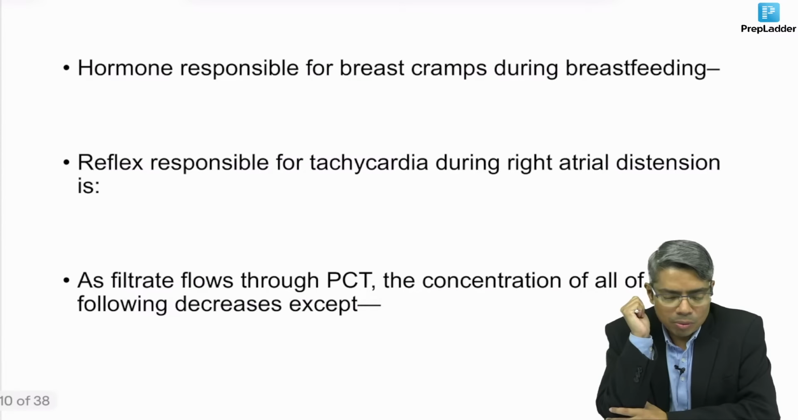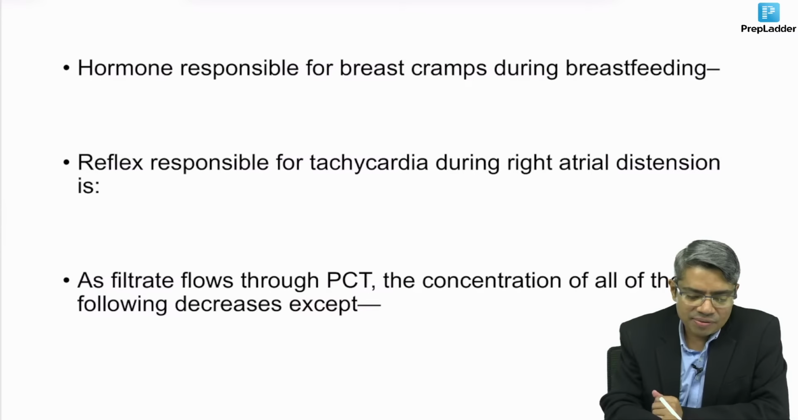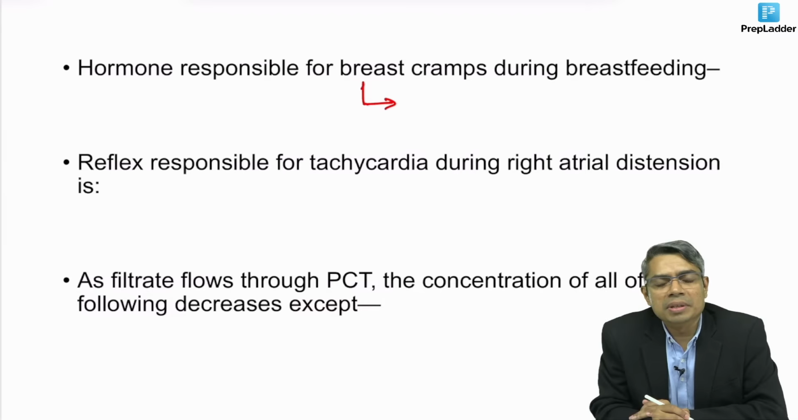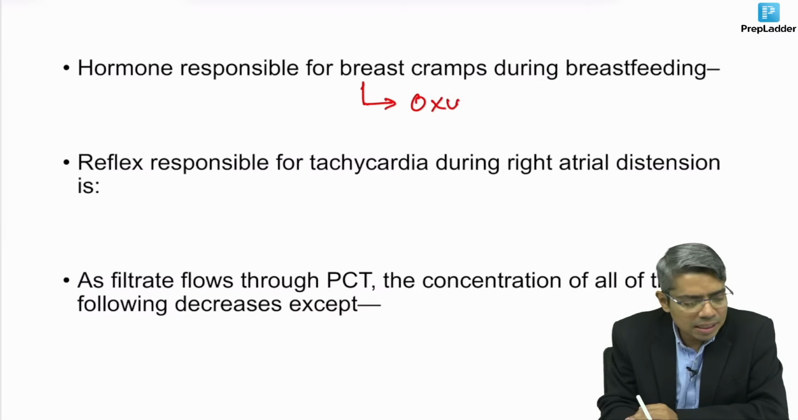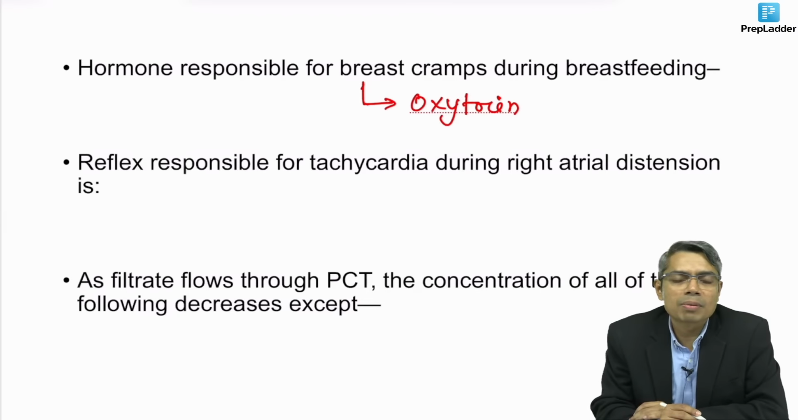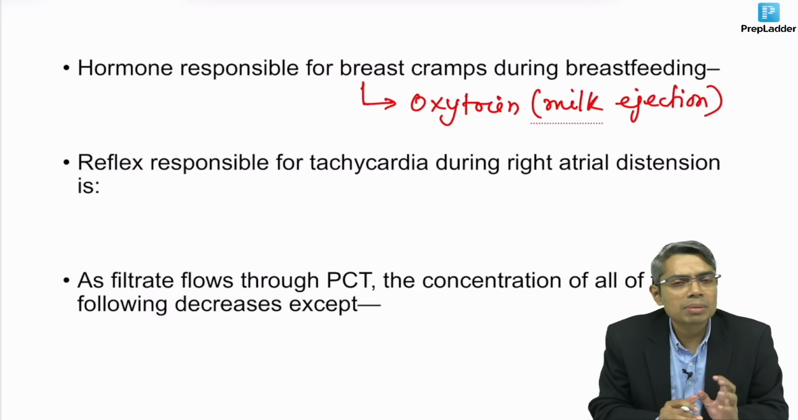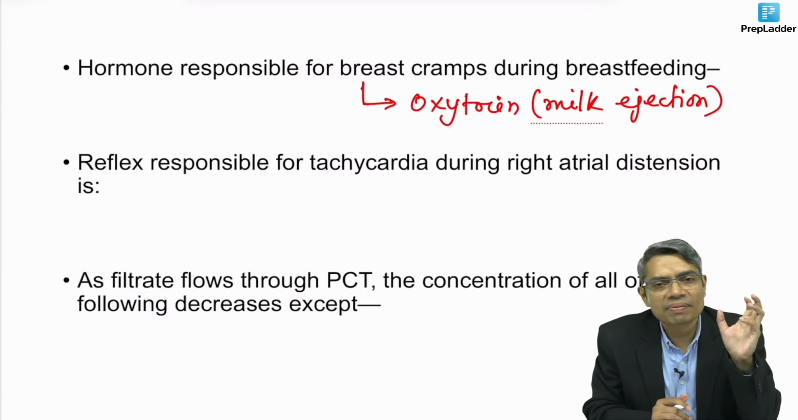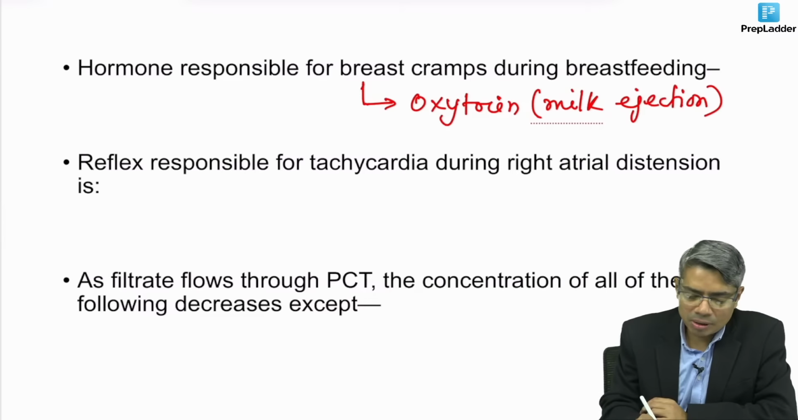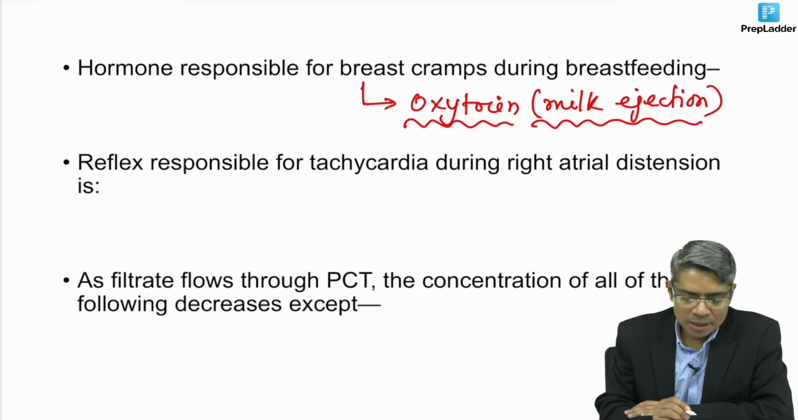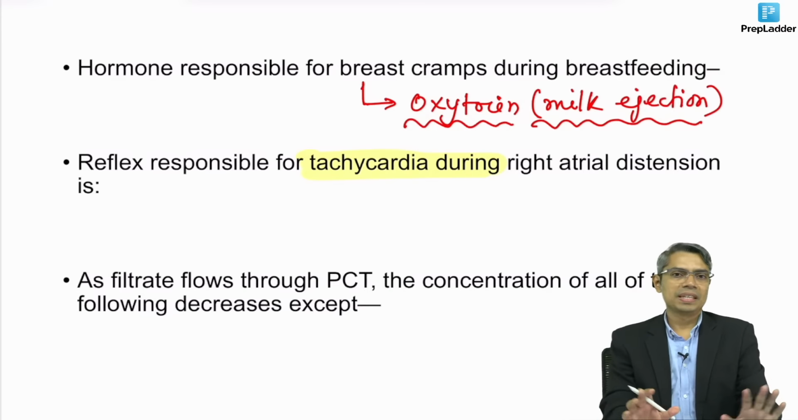Okay. Hormone responsible for breast cramp during breastfeeding. So this hormone has been asked multiple times in your MCQs, multiple times in the FMGE examination. This is a very important hormone for your purpose, that is oxytocin. Very good. Oxytocin is the hormone which is responsible for milk ejection, the milk ejection reflex. How does the milk ejection occur? Because of the contraction of the myoepithelial cells of the breast tissue, and because of the contraction, oxytocin sometimes produces breast cramp during breastfeeding. So you also have to remember this. Okay, reflex responsible for tachycardia. Oh my god, this question has been asked multiple times in your FMG exam.